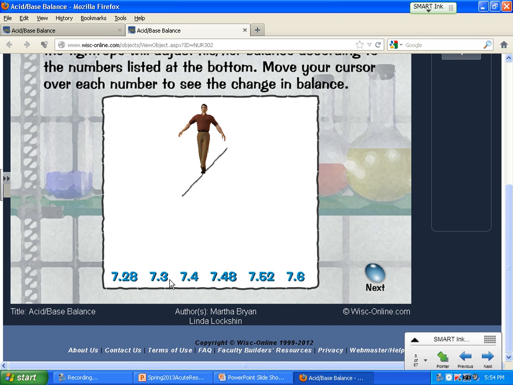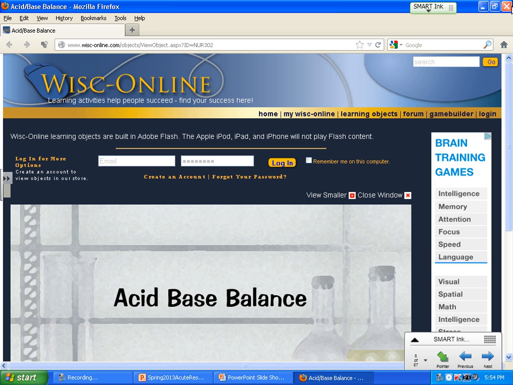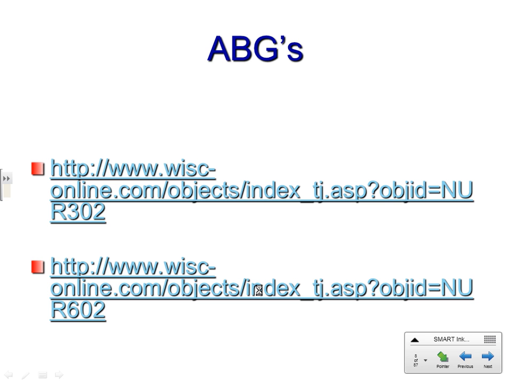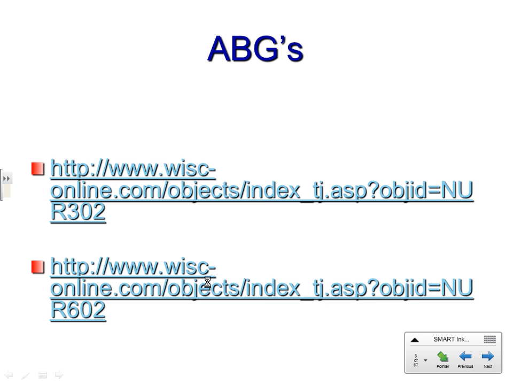Okay, then we go down to 7.3, which is what? Acidosis. And he's a little wobbly. And then we go to 7.28, which is right around where we're going to have to put him on a vent. He's fallen off that tightrope. So that's one of the interesting respiratory links. The other one talks about a quick way to look at a clinical scenario or a disease, and you can figure out what type of acid-base imbalance it is based on that clinical picture.